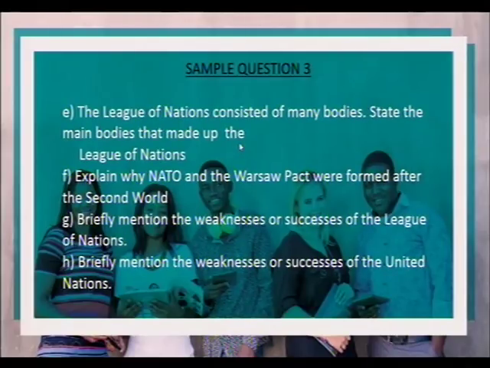And then explain why NATO and the Warsaw Pact were formed after the Second World War. It can either be the one or both, where you need to explain both. Why were they formed? And then, as I've mentioned, the weaknesses or the successes of the League of Nations, as mentioned earlier.